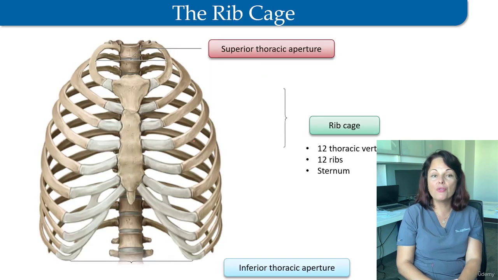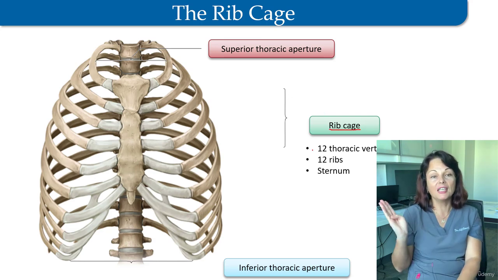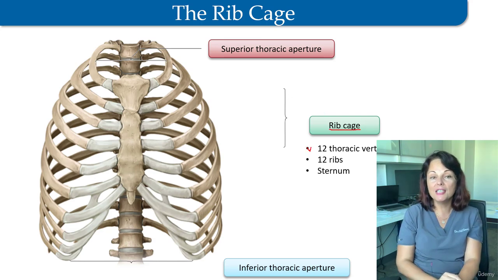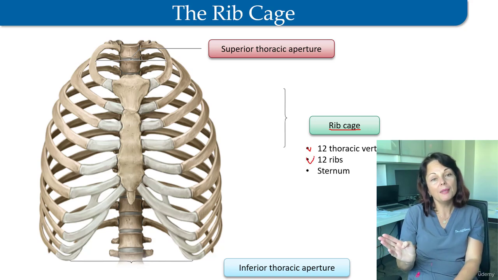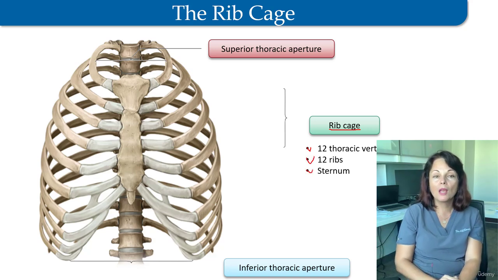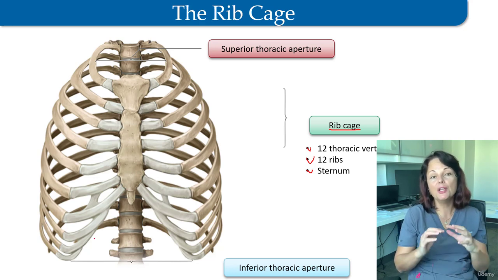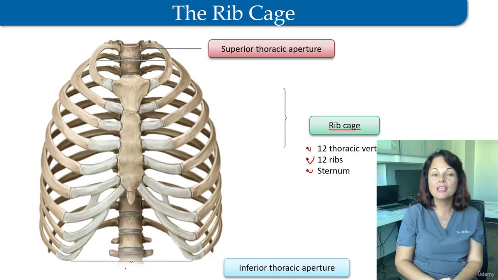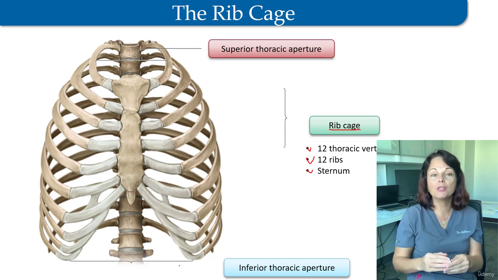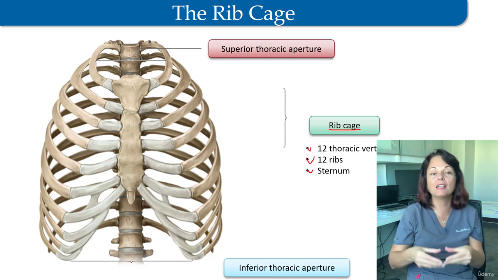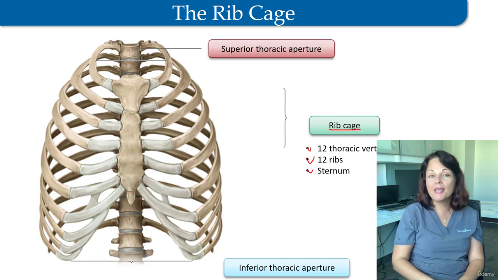The skeleton of the thorax is called a rib cage. It consists of 12 thoracic vertebrae with IV discs, 12 pairs of ribs with costal cartilages, and the sternum. These bones articulate with each other and form an irregularly shaped osteocartilaginous cylinder that has narrower superior and anteroposterior diameters. The rib cage has superior and inferior thoracic apertures.